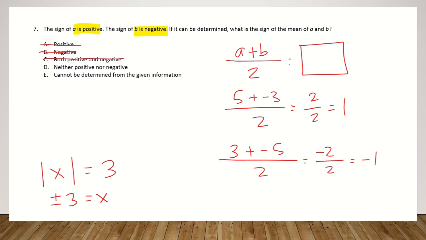Neither positive nor negative, that would be if the answer was always 0. And you can see we didn't get 0 answers, so it's not that one. So it cannot be determined from the given information.